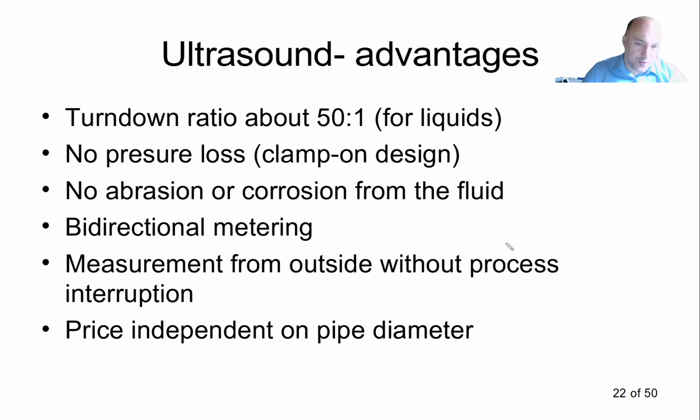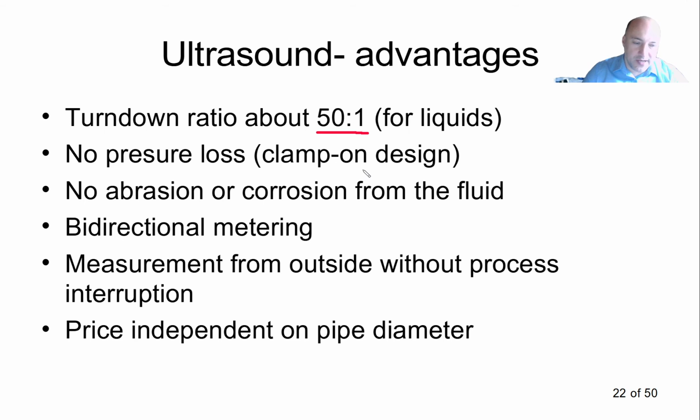What are the advantages? If we are talking about liquids, the turn-down ratio of an ultrasonic flow meter is about 50:1. Remember, for the orifice plate we had about 5:1. So we can measure in much larger ranges of pressures and flow rates. So again, it cannot measure from zero flow and then we have some maximum flow, but this ratio is already quite large, so we can see 50:1.